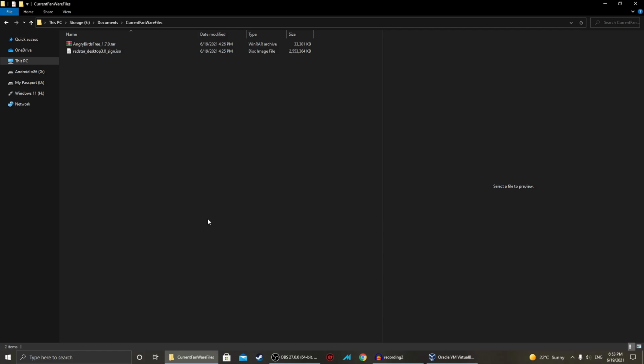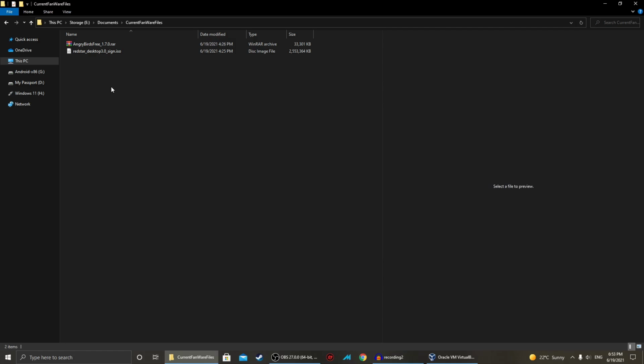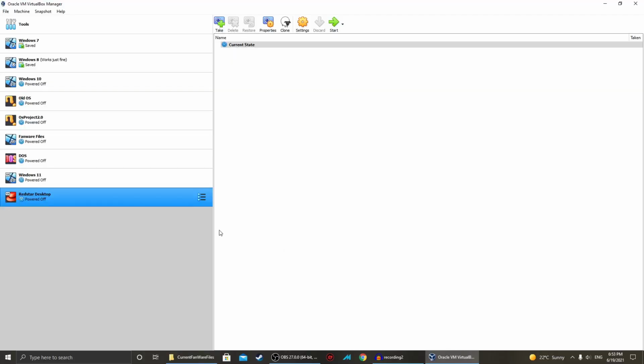Today we're looking at Redstar_desktop 3.0 sign.iso. Thank you to rubybirdy on my Discord server for sending in this operating system. So, disk image file, it's 2.43 gigabytes in size, and there were some specific requirements for installing this, so I've given it an extra gigabyte of RAM to ensure that I can properly test this thing. So we'll start with the setup.